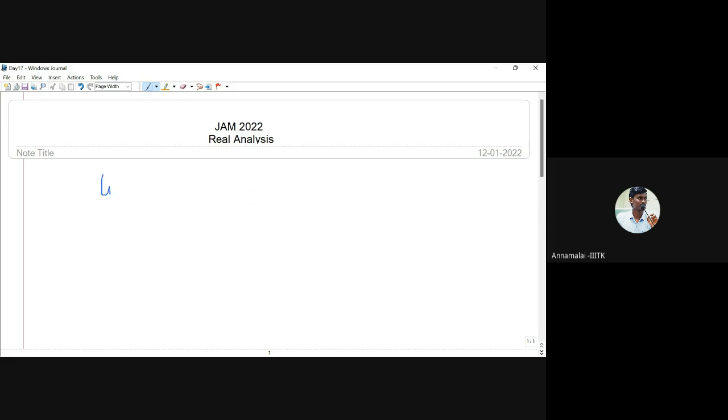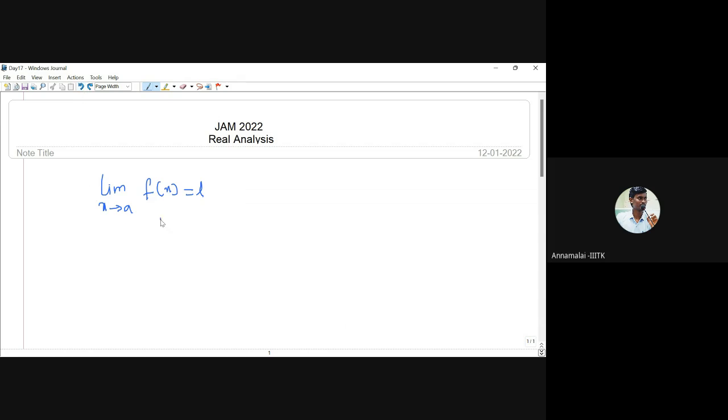In the last two classes, we discussed the limit as x goes to a of f of x, which we call L. So there are two cases, right? If a is a finite number and L is a finite number, we discussed that. Now if either a is infinite or L is infinite, what is the definition of this?